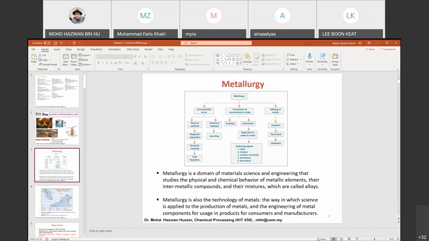So in metallurgy also we look at the technology, what types of extraction methods, what kinds of precautions, what kinds of facilities we need to consider in order to extract the metals.